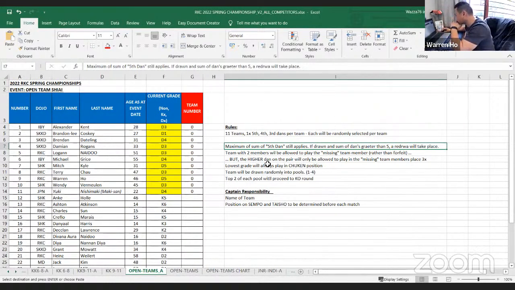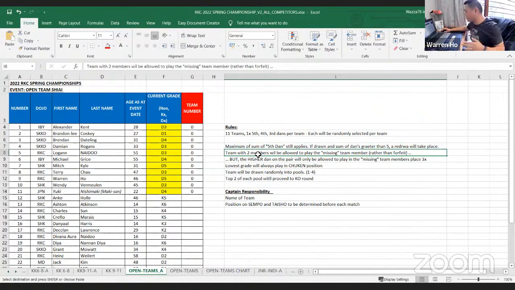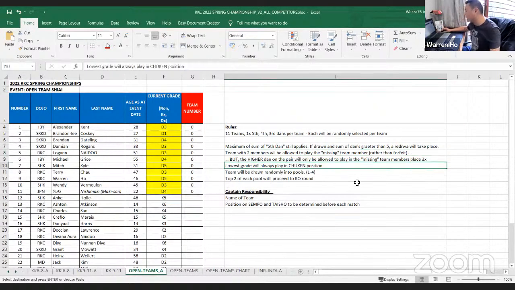Anyway, moving on. Okay, so don't worry about this. Team with 2 members. We don't have a team of 2 members. They would have been forfeited. Rather than forfeit, they would have been able to play in 3rd place, but don't worry about that.